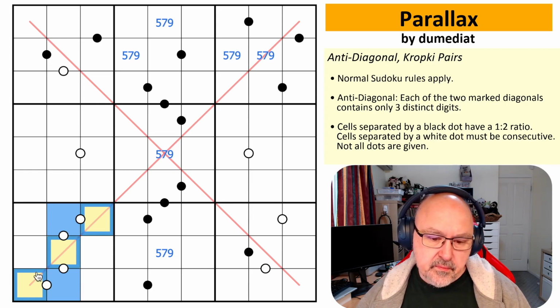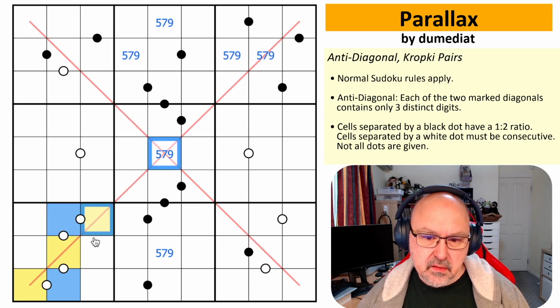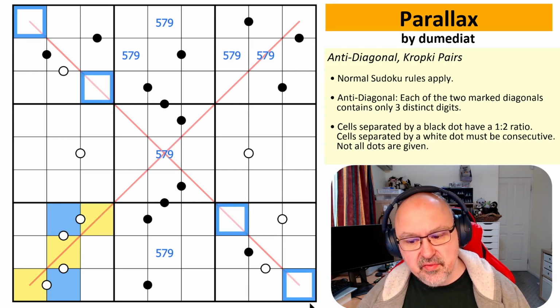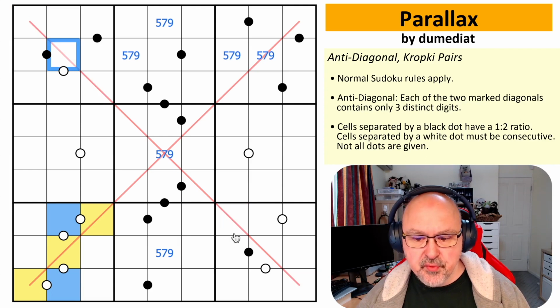Now, I'm not sure what I can do with that, because I could go 9, 8, 7, 6, 5, or 1, 2, 3, 4, 5, and I could still put the 5 on the line. Yeah, I'm not sure what I'm doing with that. It does mean 5, 7, and 9 are in, because I also have to put a 5, 7, or 9 on those. They have to go in one of those, because I can't put them on the black dot on this line.